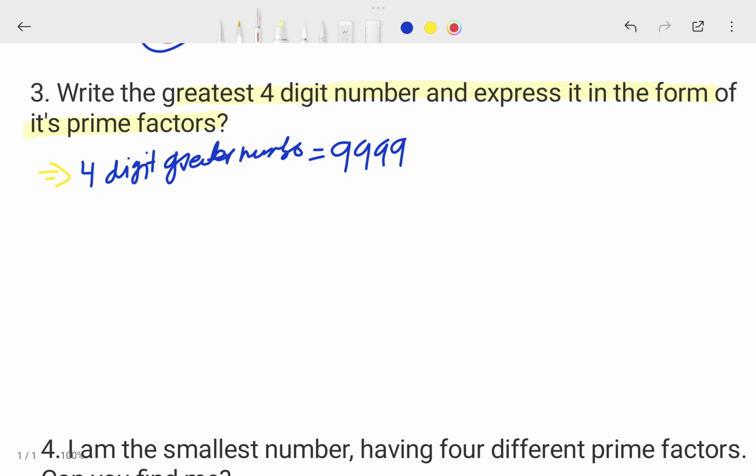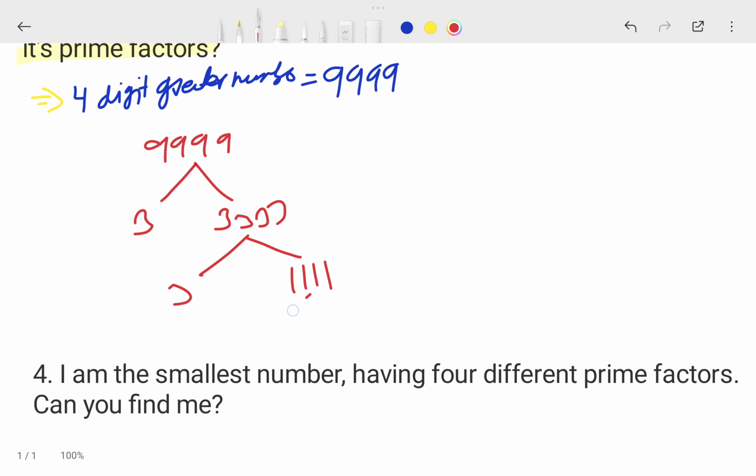How can you express it? I told you, it's simple. Write 9999. Now, how do we express it? We will not start with the 9 table, we will start with the 2 table. It is not divisible by 2. It is divisible by 3: 3 3s are 9, 3 3s are 9. Now this one is divisible by 3 again: 3 1s are 3, 3 3s are 9. Now this is divisible by which table? It is divisible by the 11 table.